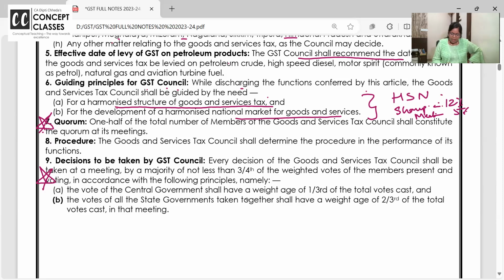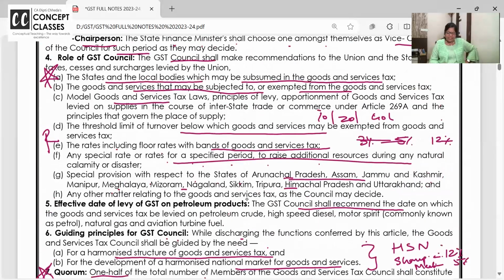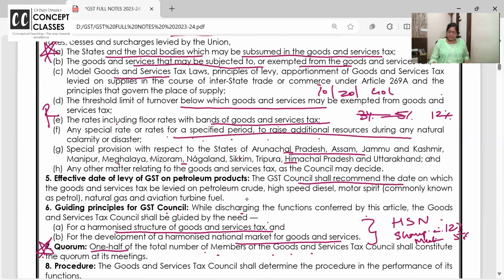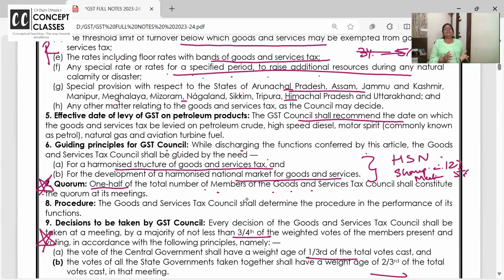Okay, star mark this too for MCQs. One half of the total number of members of the GST Council. How many members are there in the GST Council? Finance Minister. Then Union Minister of State in charge of revenue or finance, 2, and these 28 states, one representative of each state, 30, and union territories. So 50% of 33. Around 15-16 members, if they are present, then only the GST Council will take a decision.